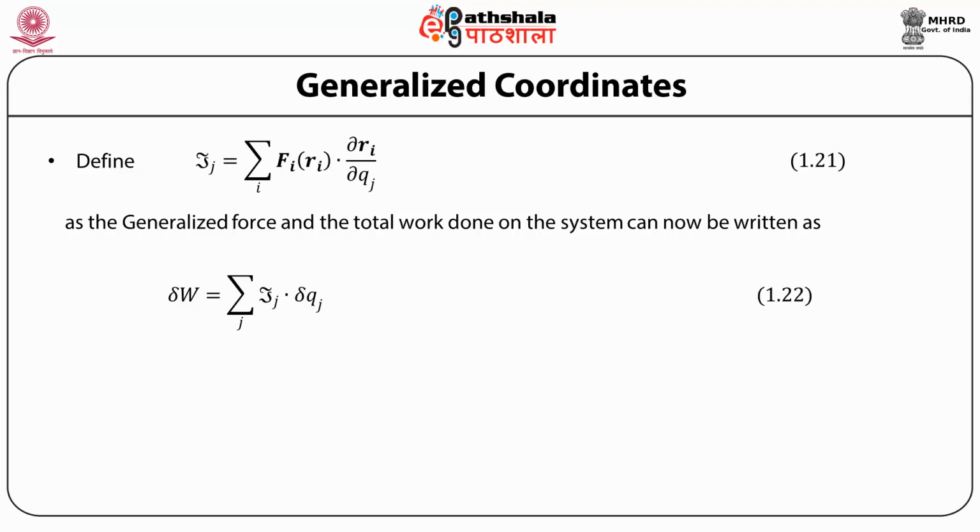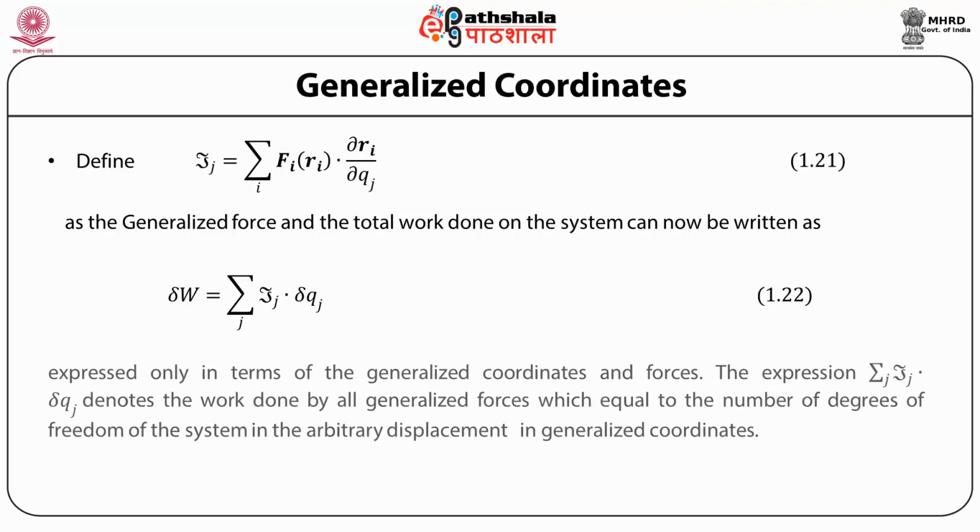So delta W can then be written in terms of the script Fj, that is the generalized force, times delta qj, summed over j. Thus we can express the total work done in terms of generalized coordinates and forces. The expression sigma j Fj delta qj denotes the work done by all the generalized forces, which are equal in number to the degrees of freedom of the system, in the arbitrary displacement in generalized coordinates. Now remember that Fj is the component, so it's not a vector. Fj is the force component on the jth generalized coordinate.